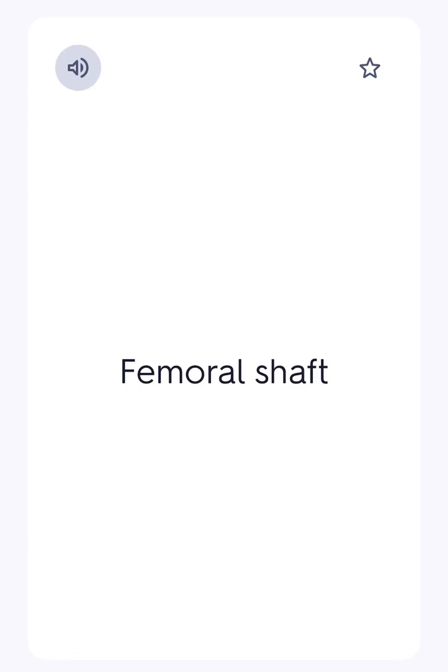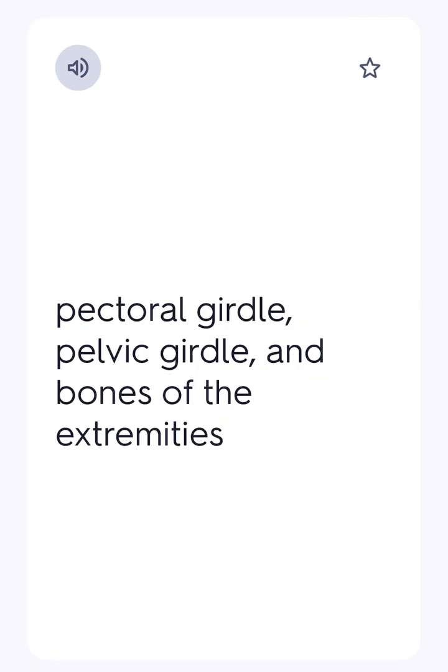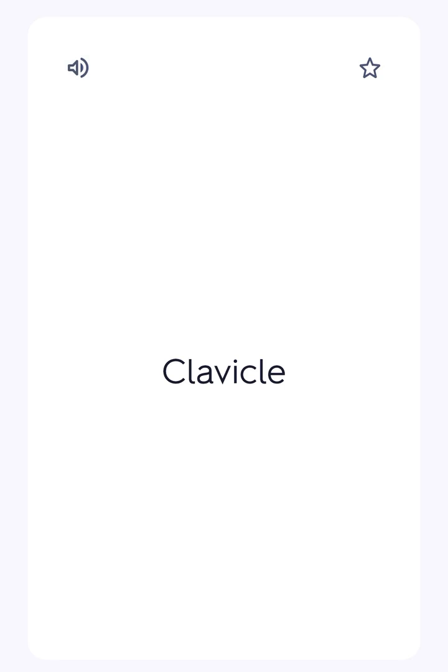Femoral shaft. The appendicular skeleton is composed of the pectoral girdle, pelvic girdle, and bones of the extremities. Which of the following bones is most vulnerable to injury? Clavicle.